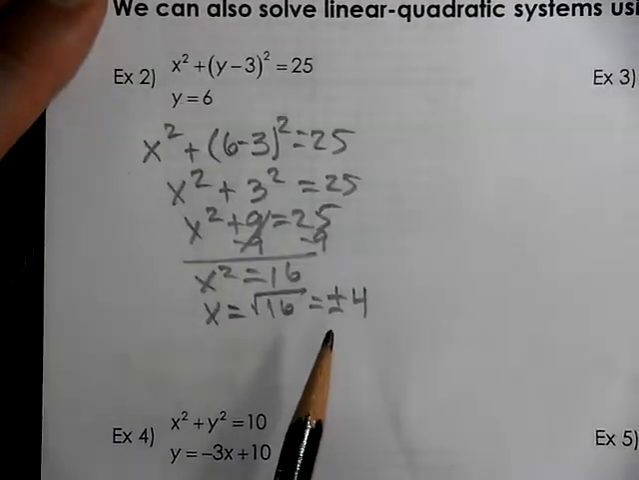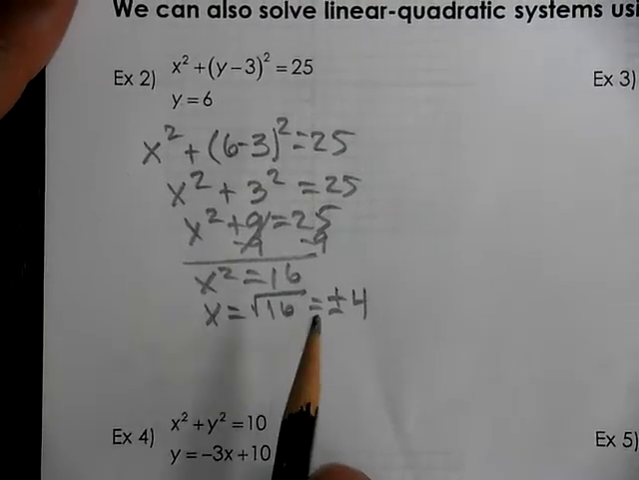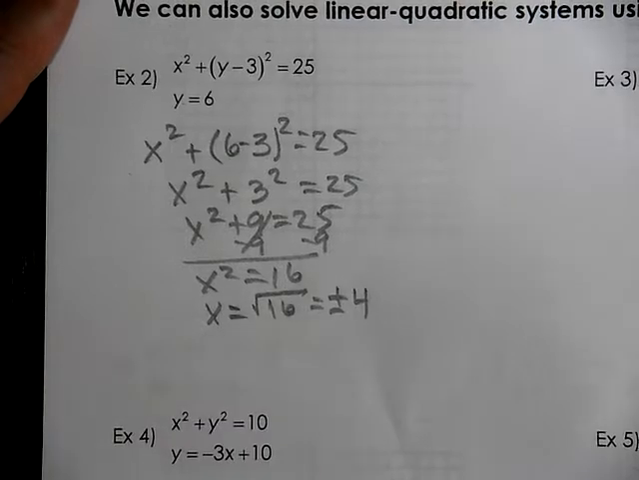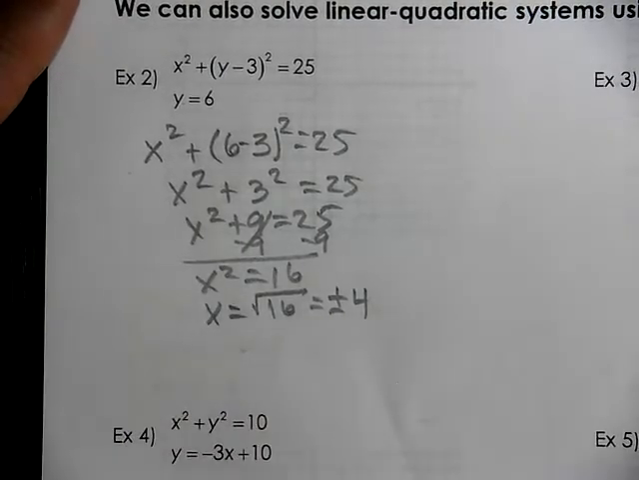That's where some people make a mistake on their quizzes. They don't take the square root as a plus or minus. It's not the square root of 4. It's the square root of 16, which is plus or minus 4.